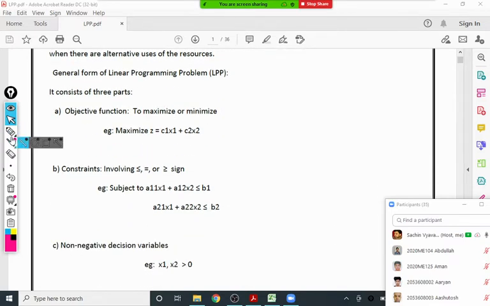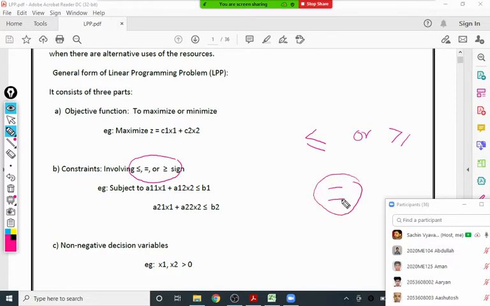The second part of LPP is the constraints. We always have constraints, and generally they are of three types: less than or equal to, equal to, or greater than or equal to. Throughout the numericals we have, in 99% of the examples the constraints are only of less than or equal to or greater than or equal to type. Equal to type constraints are not there. Nowhere will you find an example of that type. So we mainly focus on the constraints, that is, the conditions.